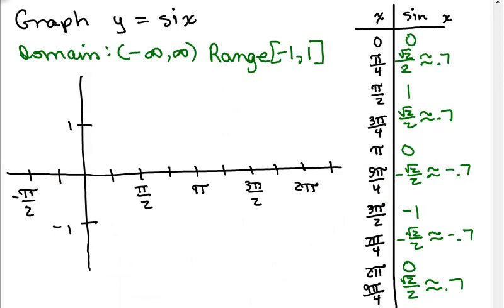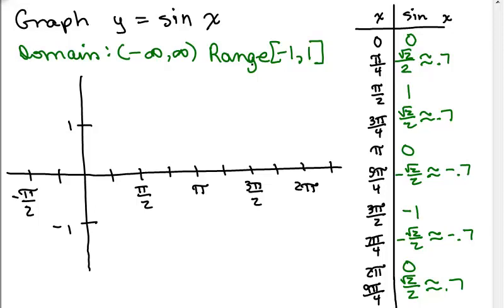So let's try graphing the most basic trig function, and this shouldn't say 6, it should say sine of x. Graph y equals sine of x. So we noted that the domain could be all real numbers. There are no restrictions at all for what you could put in for x.